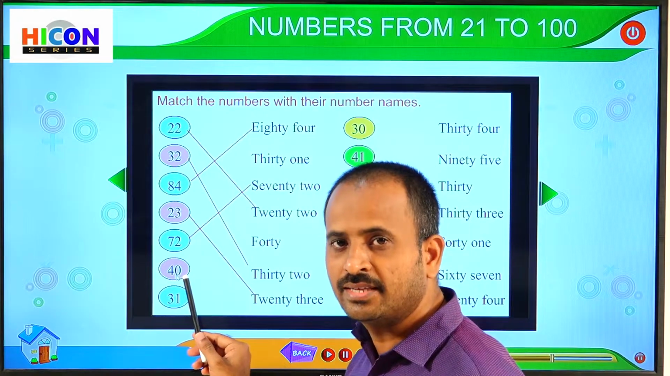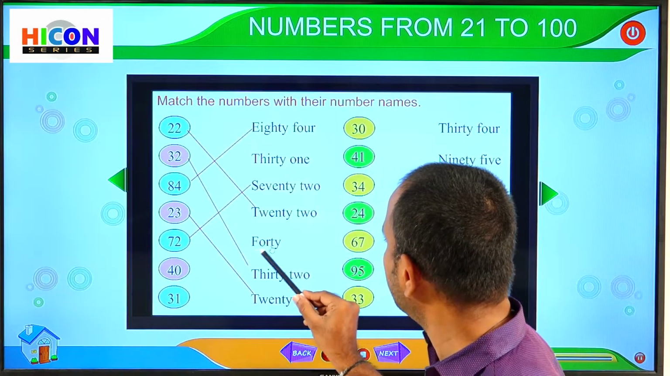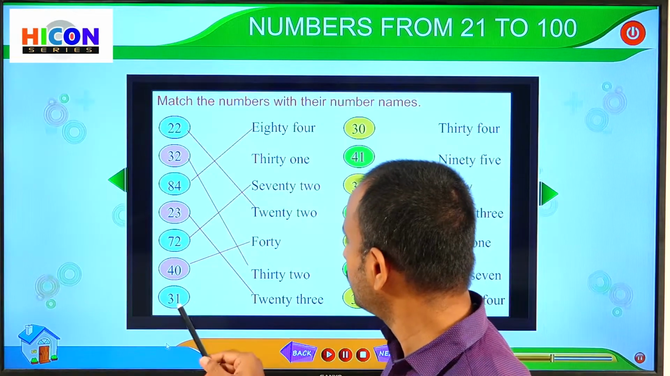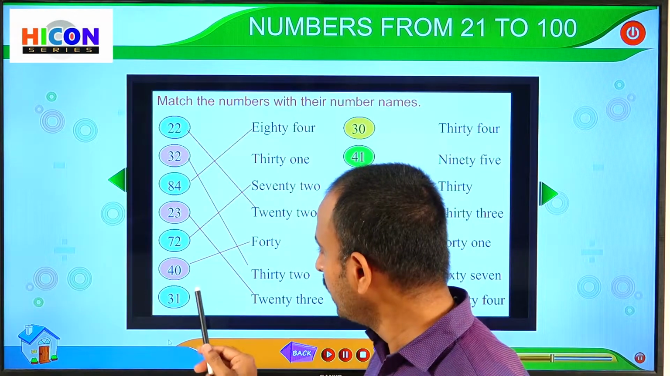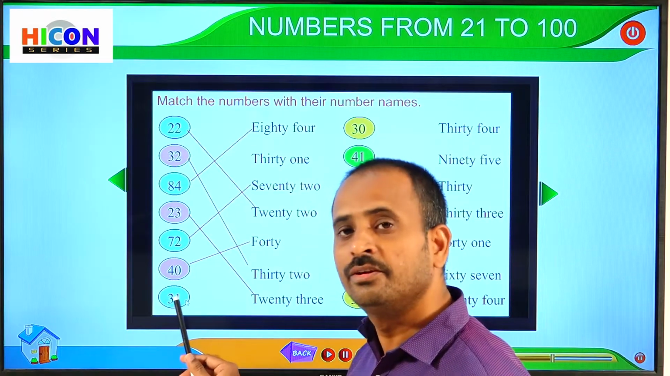40 can be read as 40. So where is 40? So see the here. So here is the 40. So match this 40. So now see the last one. 3, 1. So how can we read this 3, 1? 3, 1 can be read as 31.